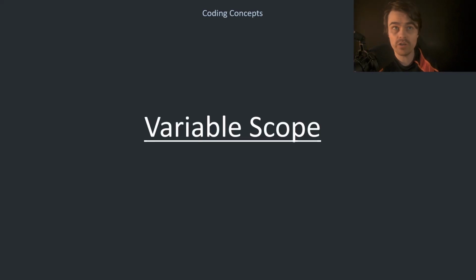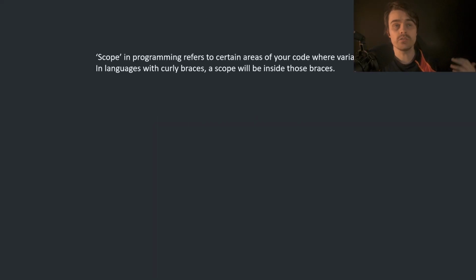Today we're going to cover variable scope. So scope in programming refers to certain areas of your code where variables exist. In languages with curly braces, a scope will be inside those curly braces.